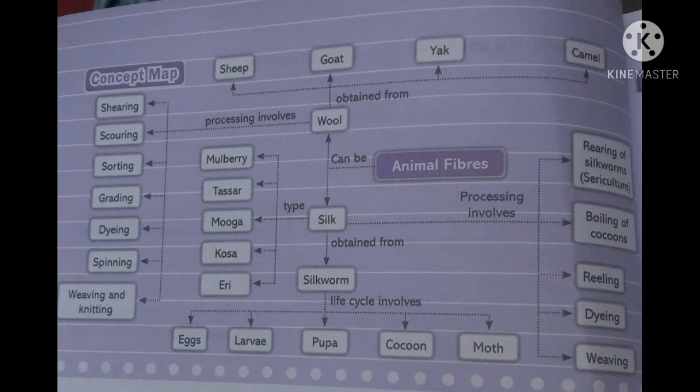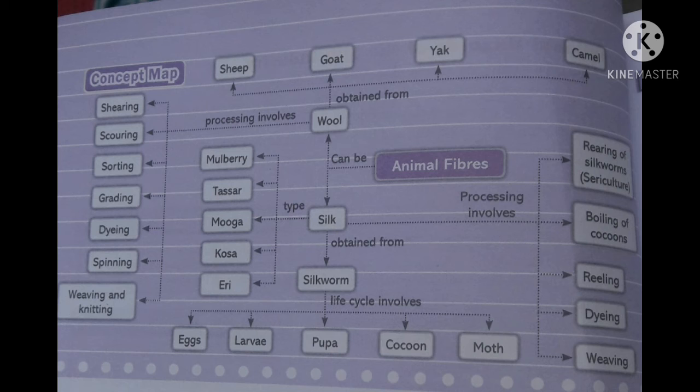Now the concept map of the chapter. The chapter is about animal fibers. In this chapter, we have studied two types of animal fiber, wool and silk. First, wool. Wool is obtained from different animals like sheep, goat, yak, camel. And wool processing involves many steps like shearing, scouring, sorting, grading, dyeing, spinning, weaving, and knitting.